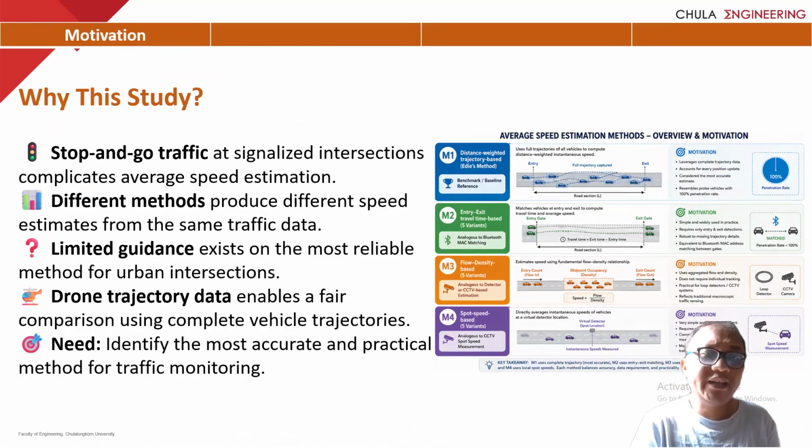Actually, there is limited guidance on the most reliable average speed estimation method for urban intersections. Drone-based trajectories enable a fair comparison among different average speed estimation techniques. The necessity of this study is to identify the most accurate and practical traffic monitoring method using average speed. We can see this with the infographic on the right side here.